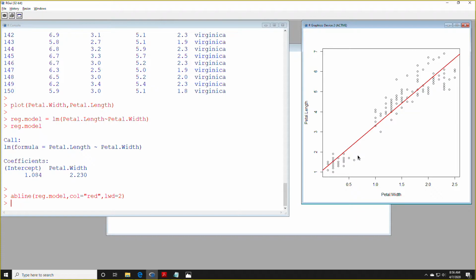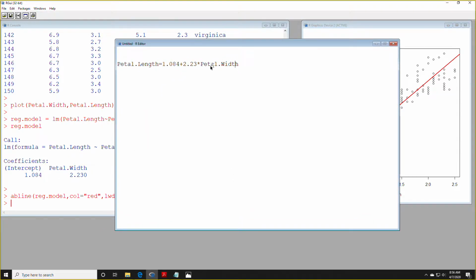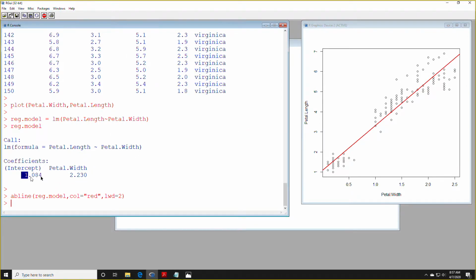So let's see if these have interpretable meanings in the context of this problem. First off, the intercept is interpreted as when we have a petal width of 0, so kind of this goes away, petal width of 0, then the petal length is 1.084. So I think clearly that doesn't make any sense in the context of this problem to think about a petal's length when it doesn't have any width. So that doesn't make any sense.